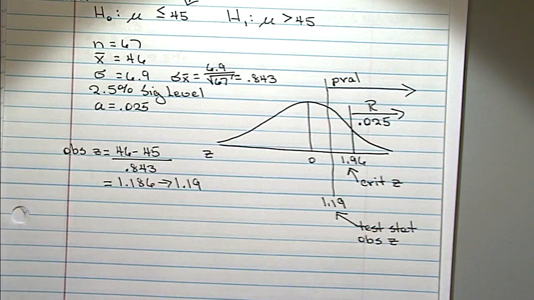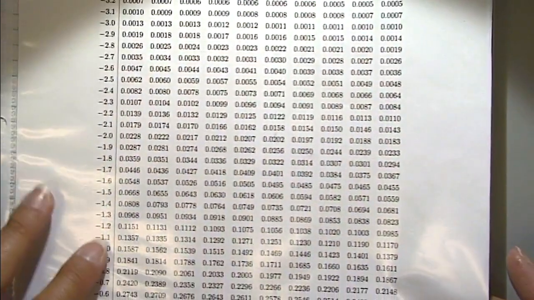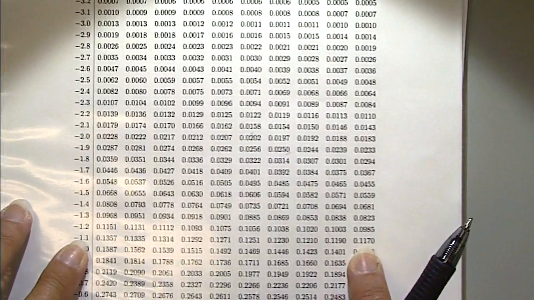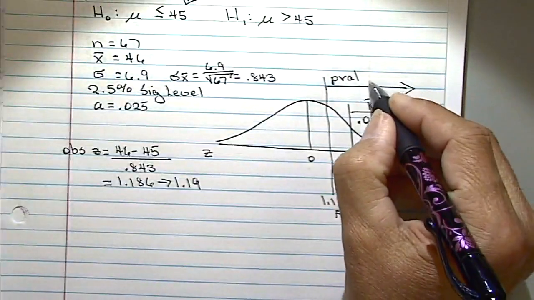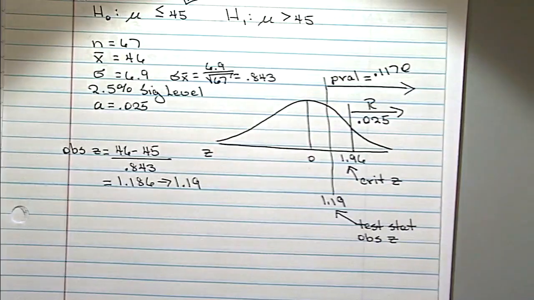Well, to get that p-value, I have got to go back to the z-table. Once again, I need the area in the tail. I'm only going to use the negative side. I'm going to go 1.19, except I'm going negative 1.19. And here it is. It's 0.117, isn't it? So how big is this area? That's how big it is.